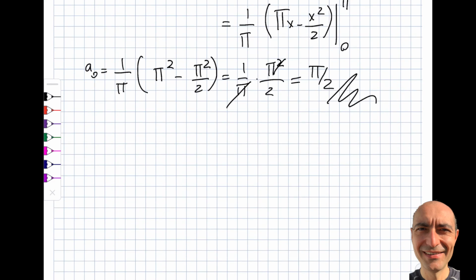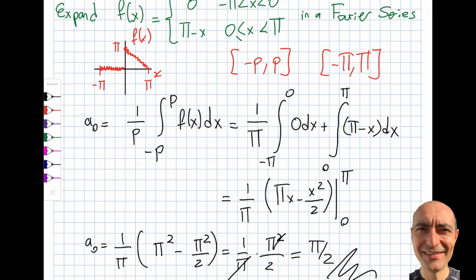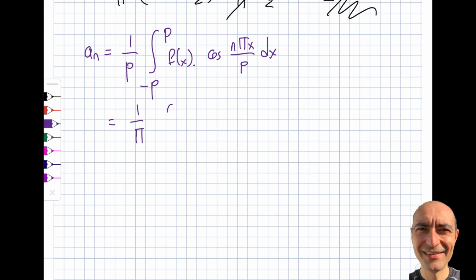Okay, let's proceed. Let's change the color because we're starting fresh. 1 by p, minus p to p, f of x times cosine of n pi x by p dx. So this is going to be 1 by pi. As I demonstrated in here, I'm not going to write this way anymore. This will be 0 because the function is 0, so I'm just going to deal with 0 to pi. So I go from 0 to pi. It's going to be pi minus x cosine. Now let's look at this n pi x. So pi is p, so you can see from here these two are the same. So I'm going to get cosine n x, dx. Okay, fine.